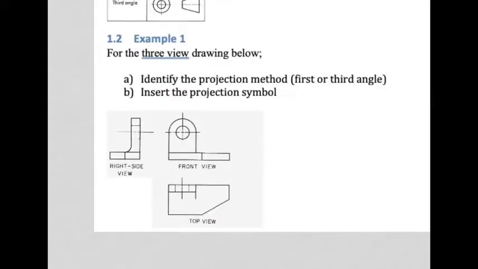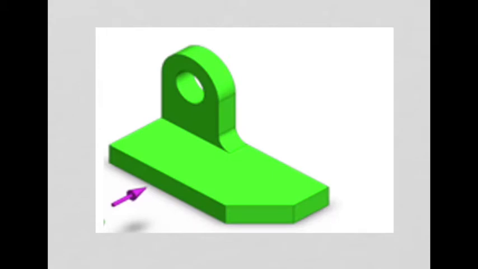Now we are given that component drawn with three views, which they are naming front view, right side view, top view. But even if you didn't know or have those titles, if you were asked to identify the projection method, in other words, to figure out whether this is a first angle setup or a third angle setup, how would you go about it? Let's go back to the object.